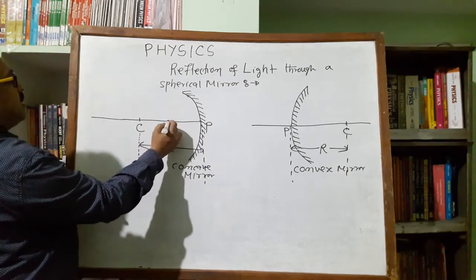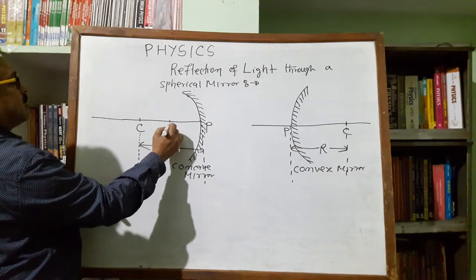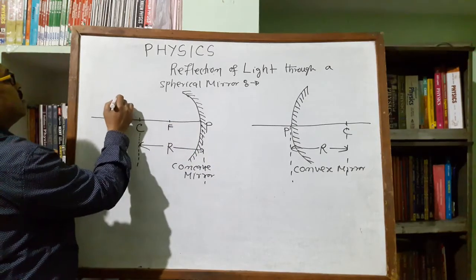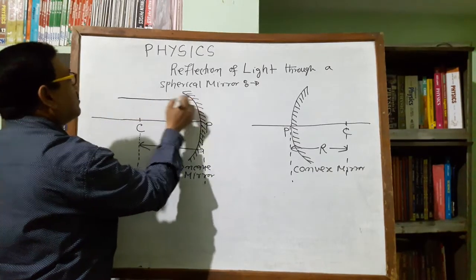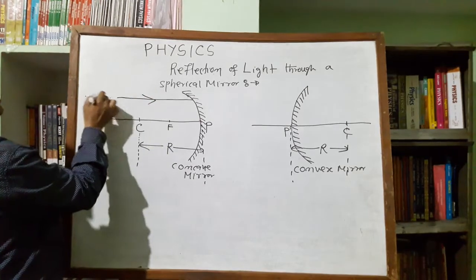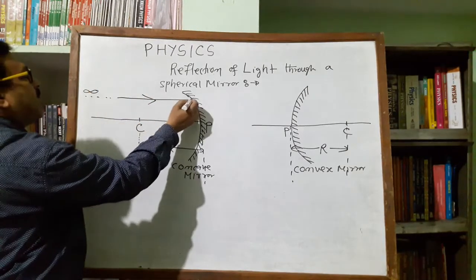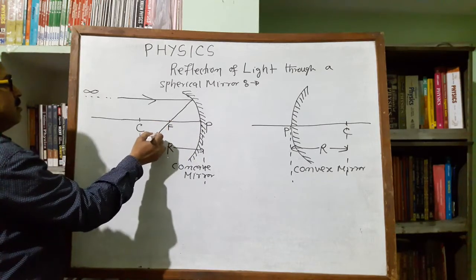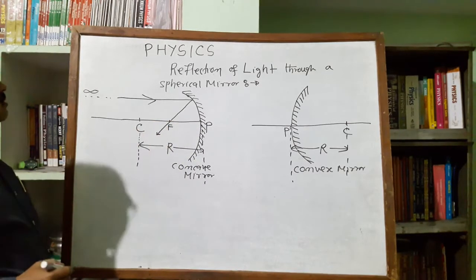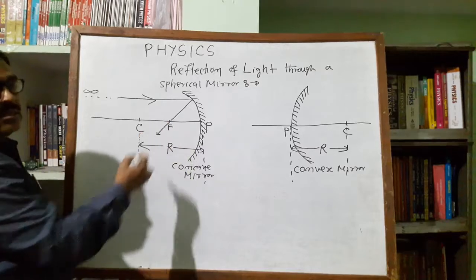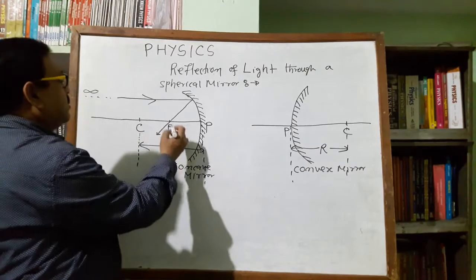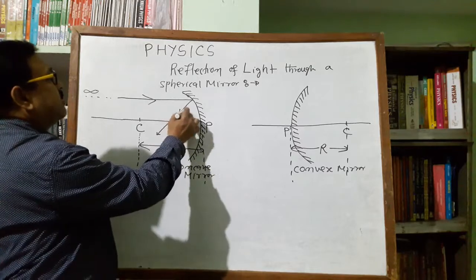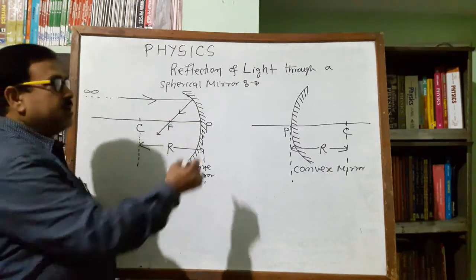Now another point, between the center of curvature and the pole, we call the focus, because all the rays coming from infinity must pass, after reflection, through a point which lies on the principal axis. The focus is the point through which all the rays of light pass after reflection from the spherical mirror.